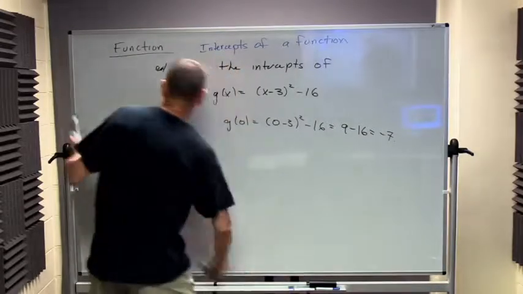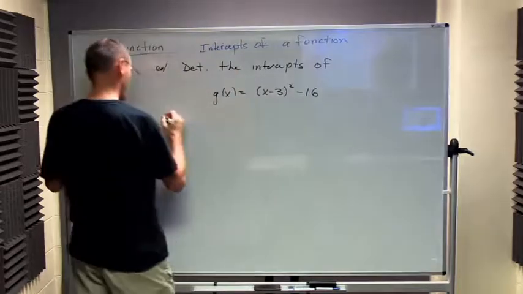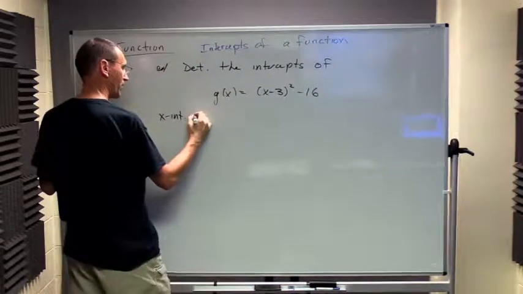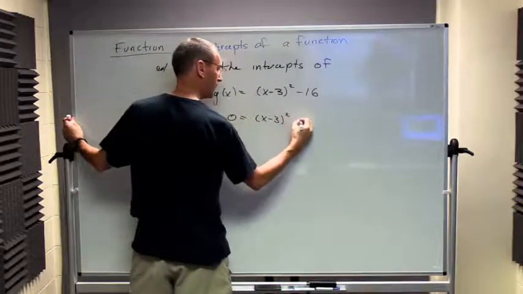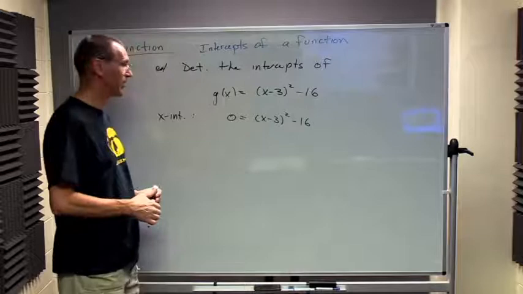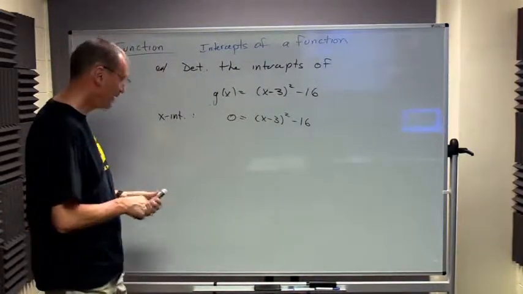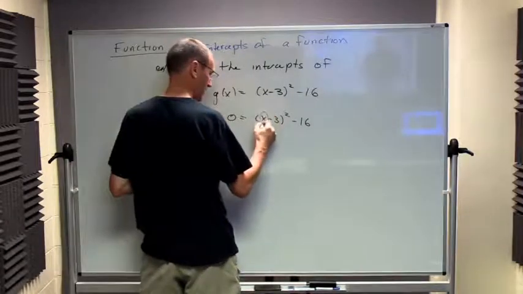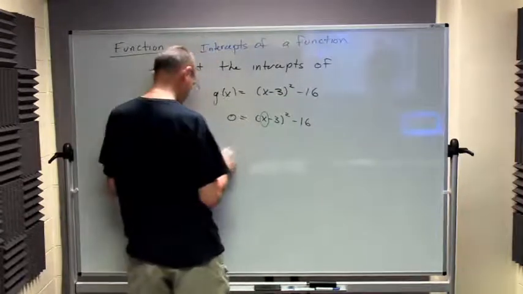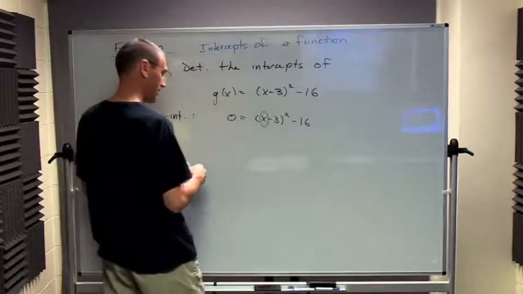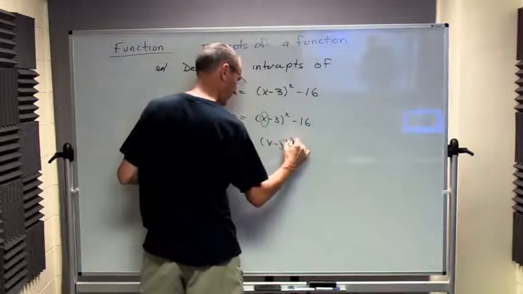Now, the x-intercepts can be a little more tricky. So I've got to work this thing backwards. I have to set it equal to 0. And now I'm going to play algebra games to try to figure out what the value of x is. So let's see, what am I after? I'm after this thing, so I'm going to try to get this all by itself on one side. So I'm going to add 16 to both sides, and get that.